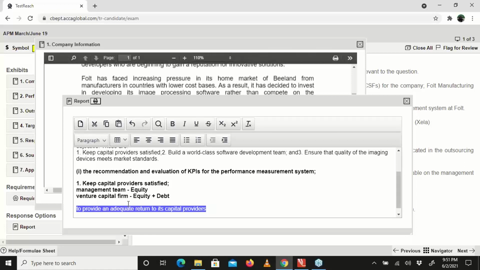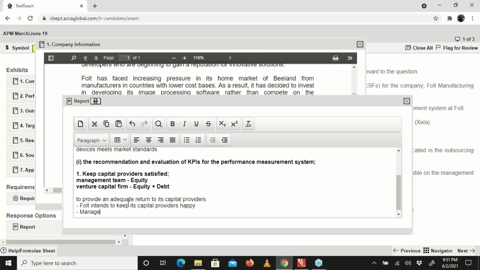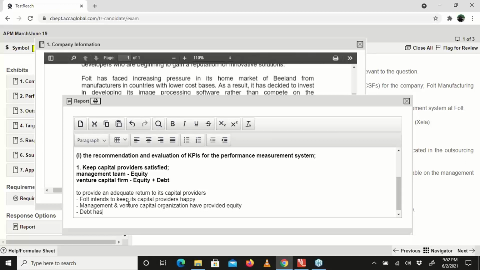Now try to have a good understanding of this. So basically, I'm just going to write down a few of the points. The firm intends to keep its capital providers happy. Management and the venture capital organization have provided equity. The debt has been provided by the venture capital organization.